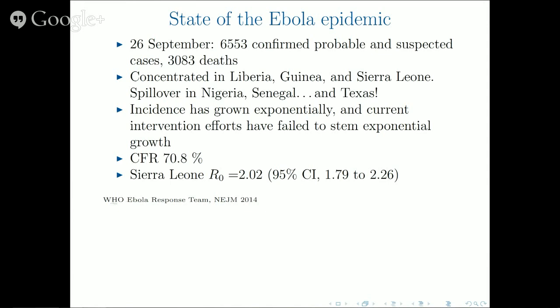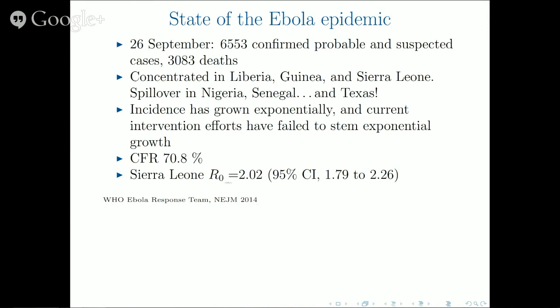The WHO, by the way, have an excellent recent publication in the New England Journal where they present estimates of incidence, serial intervals, incubation periods, and so on. So it really summarizes, to the best of our knowledge, the current state of the epidemic. And in this paper, they estimated R0 in Sierra Leone in particular as around 2. And this is based on cases reported to the WHO by the local health systems.